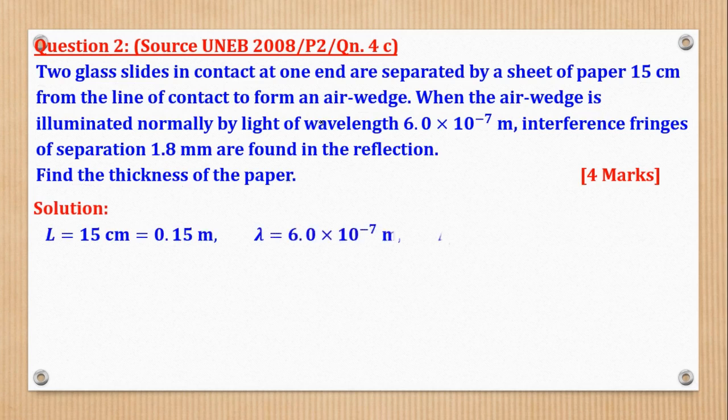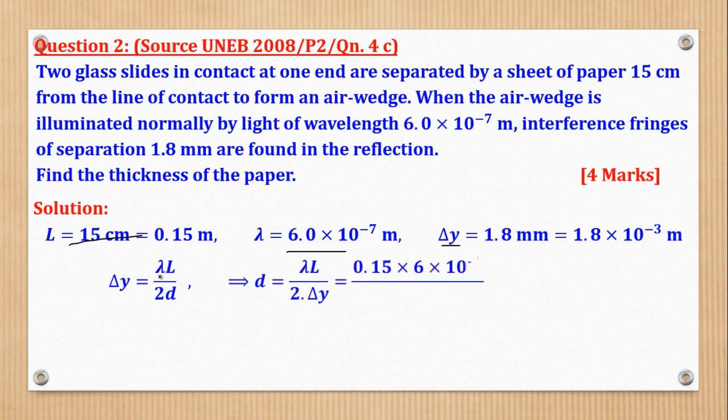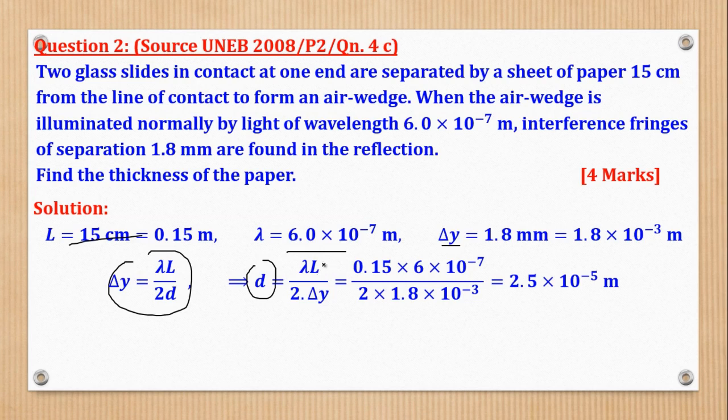So you first interpret capital L is 15 centimeters, wavelength is that, and the fringe separation is 1.8. Then you quote the formula for fringe separation and make small d the subject. So substitute lambda, capital L, and fringe separation to give you this as the value of d, which is the thickness of the paper.